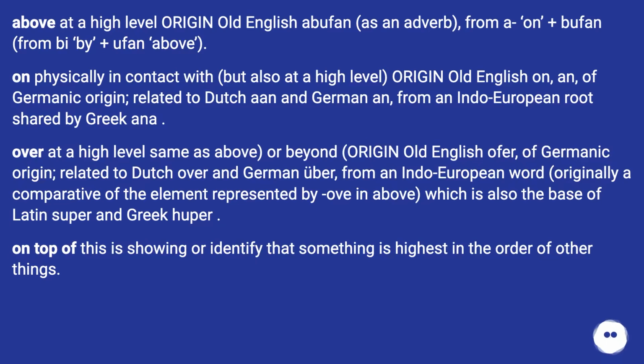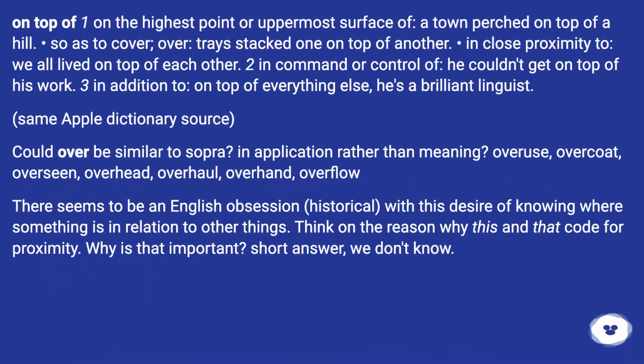On top of this is showing or identifying that something is highest in the order of other things. On top of: one, on the highest point or uppermost surface of, a town perched on top of a hill, so as to cover, over, trays stacked one on top of another, in close proximity to, we all lived on top of each other. Two, in command or control of, he couldn't get on top of his work. Three, in addition to, on top of everything else, he's a brilliant linguist.